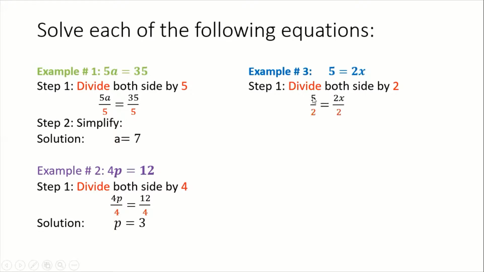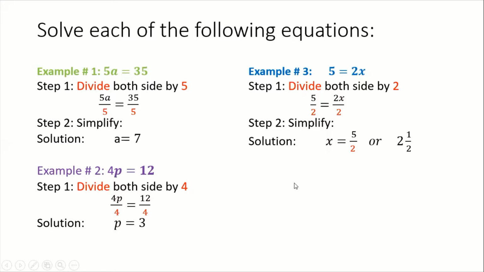You would state it as 5 over 2 equals 2x all over 2. What would you end up as your solution? Your solution is going to be x equals 5 over 2, or 2 and 1/2. How do I know that? Note here that 2x over 2 will just leave you back with x. And you can write your answer as an improper fraction or a mixed number.